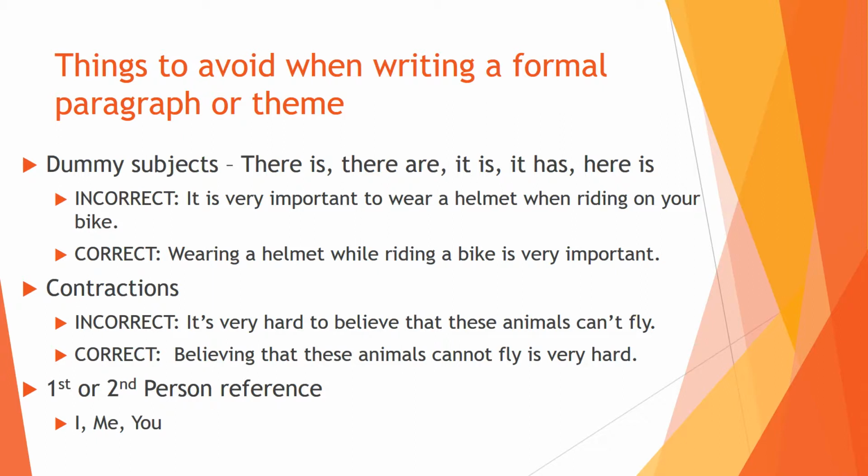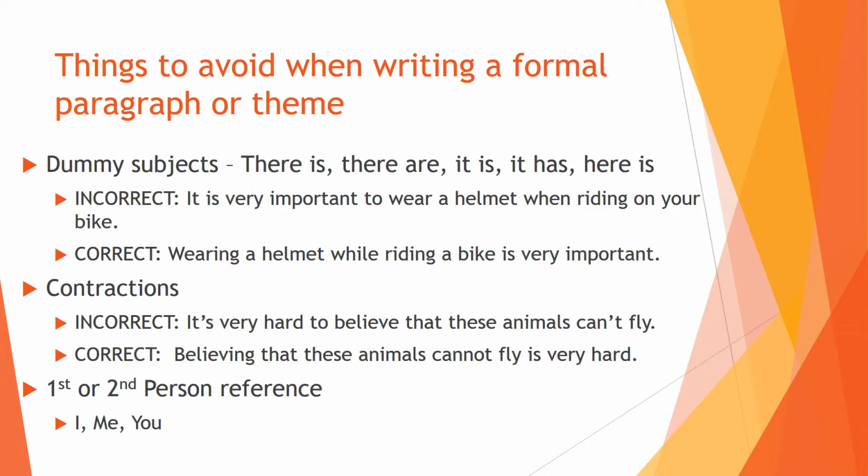In the example below, the incorrect sentence says, "It is very important to wear a helmet when riding on your bike." When the reader begins reading this sentence, they see "it is" and don't necessarily know what the subject of the sentence is. A way to change this sentence so that it is correct would be to say, "Wearing a helmet while riding a bike is very important." By changing it this way, the reader knows from the very first 3 words what the subject of the sentence is and where it's going.